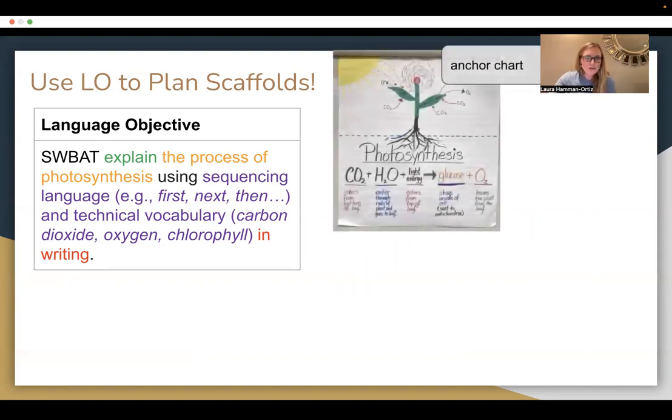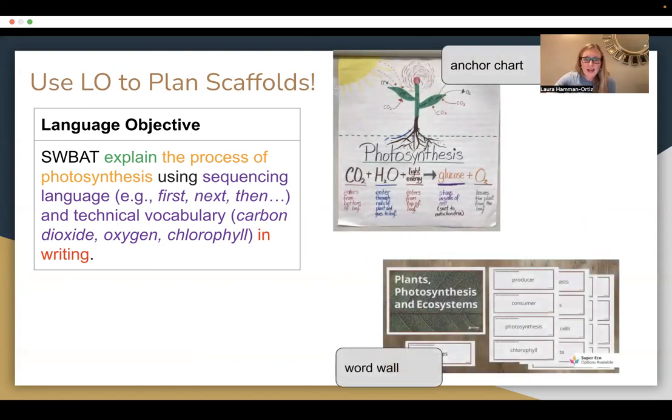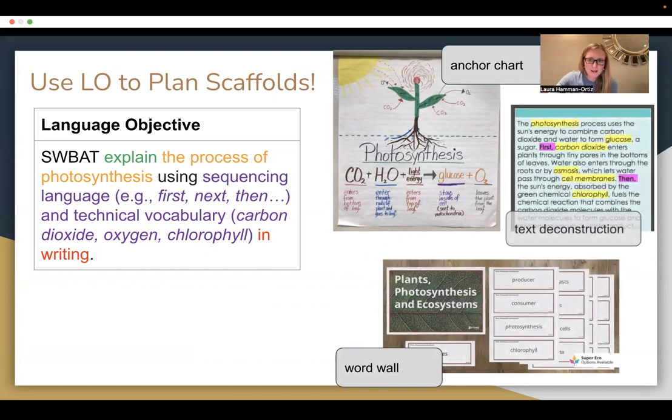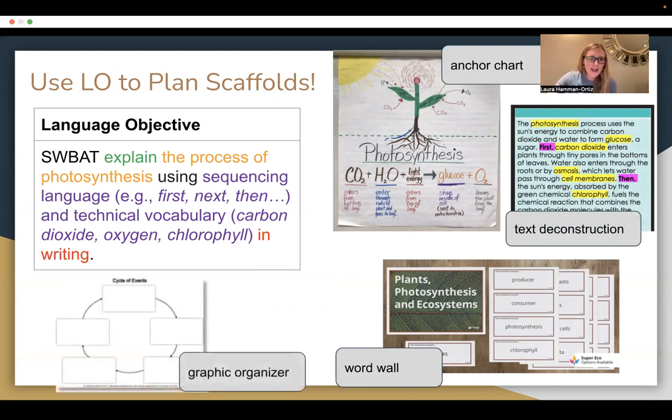I might create anchor charts that model the process and have some of that vocabulary embedded. We might have a word wall with some of the key terms, maybe with some pictures that they develop. We might deconstruct a text, looking for sequencing language, looking at how writers introduce key vocabulary. And we might have a graphic organizer that helps students to practice using the sequencing words and putting the steps of photosynthesis in order. So the language objective helps me to think also about the scaffolds that I'm going to use to support students in mastering the language and content learning goals.